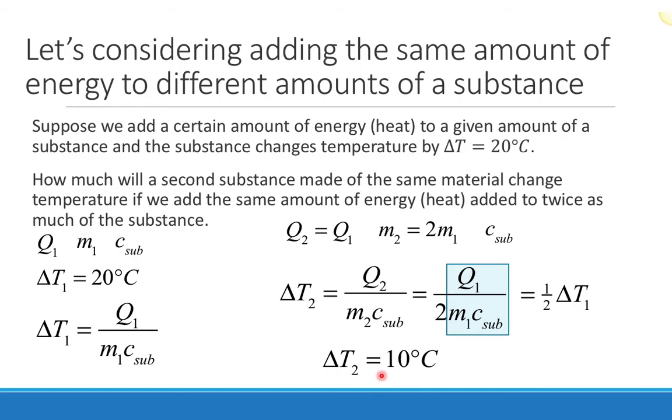So what is this saying? This is saying that the change in temperature is inversely proportional to the mass. If I double the amount of mass of my substance, the change in temperature is going to be half as much, right? I have more of the substance and I'm adding the same amount of energy, so it's not going to change temperature as much, but they're inversely proportional. Doubling the mass means the temperature change decreases by half.